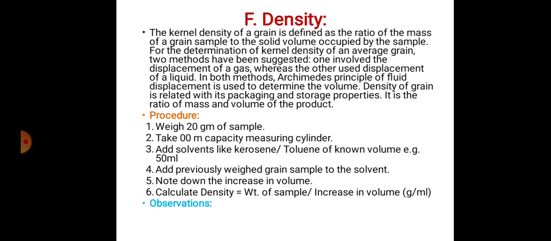Procedure: weigh 20 grams of sample. Take a 100 ml capacity cylinder. Add solvents like kerosene or toluene of known volume, that is 50 ml. Add the previously weighed grain sample to the solvent. Note down the increase in volume. Calculate density, that is weight of sample divided by increase in volume, in gram per ml. Observations need to be right.